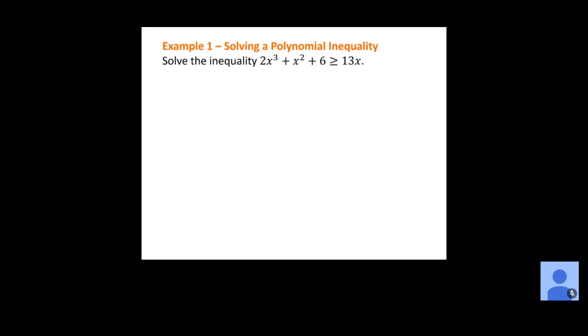So it's polynomial because we have that 2x cubed plus x squared plus 6 greater than or equal to 13x. The first thing we're going to want to do with this one is to move everything to one side. And that's always going to be the case when you have any non-linear inequality, right? Anything that's not just x greater than 2 or something like that. Always move everything to one side, get 0 by itself. Okay, so I'm going to subtract the 13x this time, which is going to give us 2x cubed plus x squared minus 13x plus 6 greater than or equal to 0.